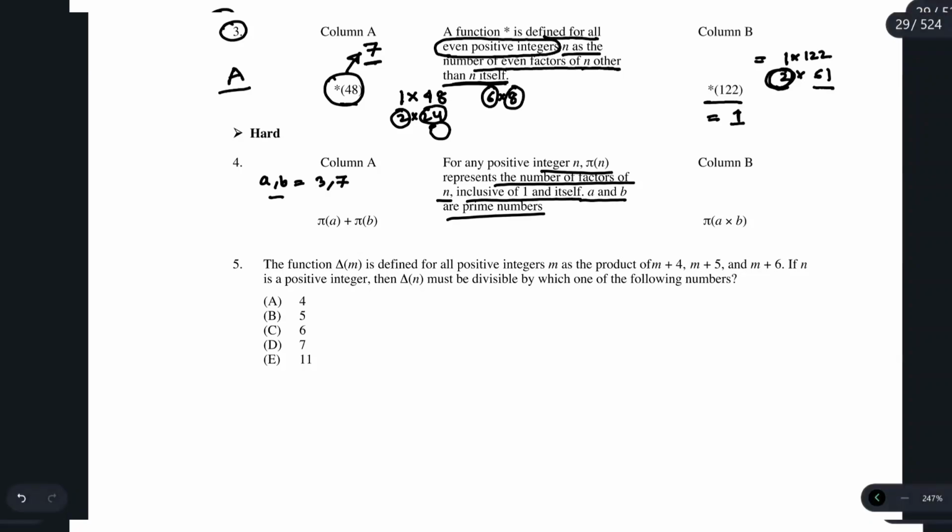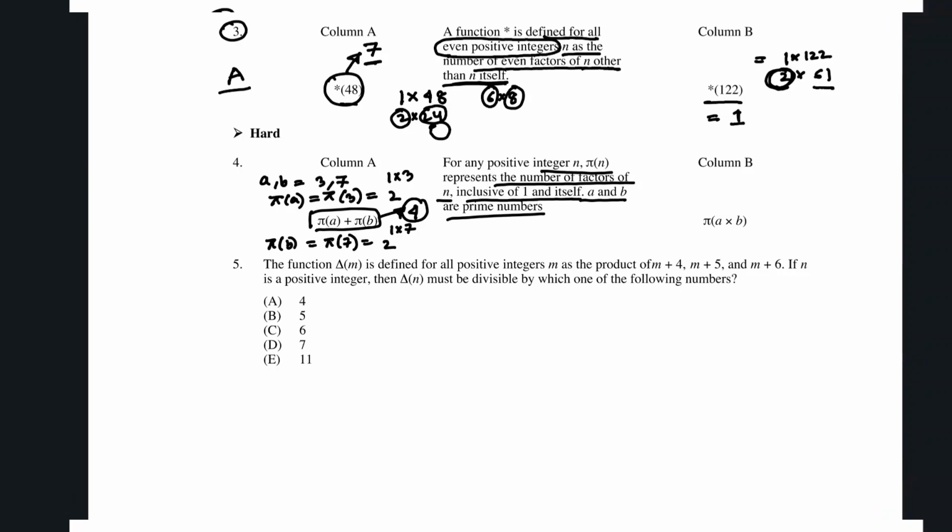Now pi of a, or pi of 3, should be the number of factors of 3. If we try to figure out the factors of 3, it is 1 multiplied by 3, so the number of factors should be 2. And for pi of b, which is pi of 7, the factors are 1 multiplied by 7, 1 and 7, so the number of factors is also 2. So pi of a plus pi of b should be 4.